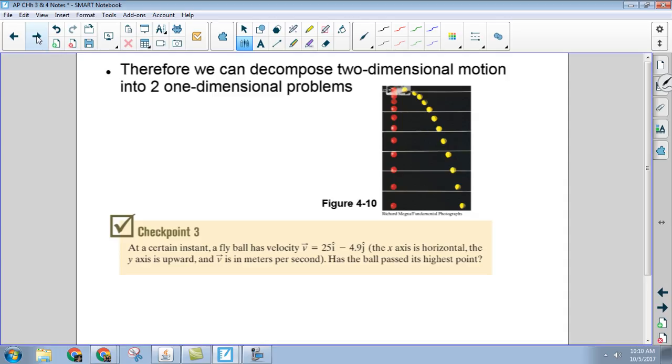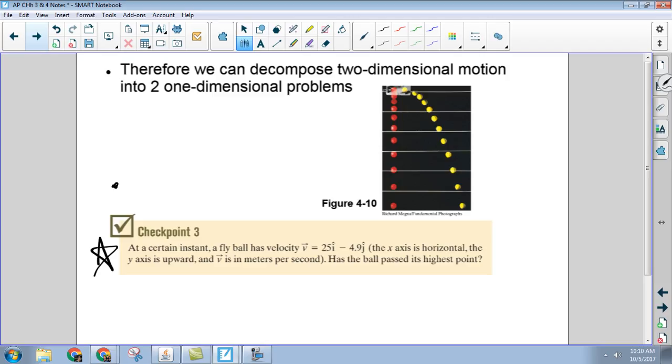This is a dumb check. Take a second to look at the checkpoint. At a certain instant, a fly ball has a velocity of 25i minus 4.9j. Has it passed the highest point? So what do you guys think? Yeah? Okay. How come? Because the y velocity is negative. The y velocity is negative, right? So that's probably worth noting.